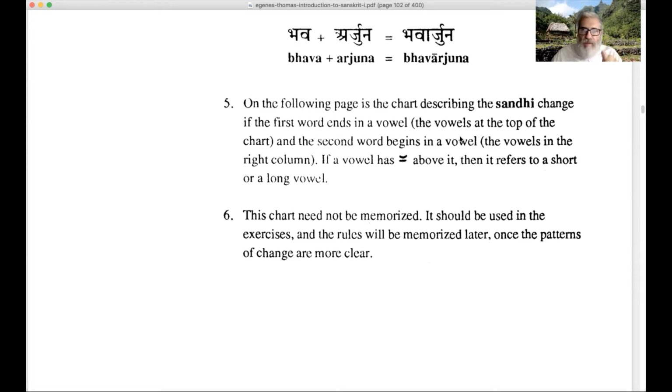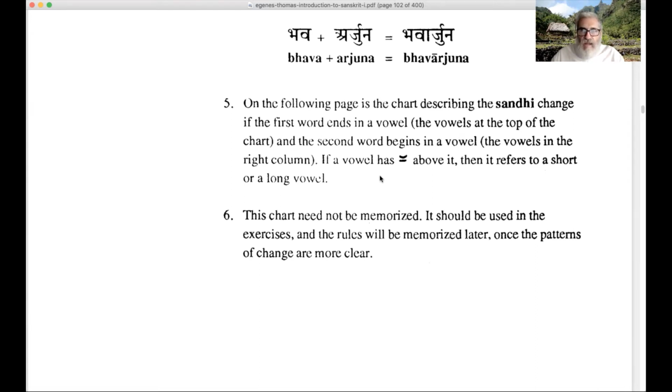So on the following page is a chart describing Sandhi change. If the first word ends in a vowel, the vowels on top of the chart are going to be the ending vowels for a word. Then the second word begins with a vowel, and that's going to be in the right-hand column. So we have two columns like that, and where they intersect is going to be the answer.